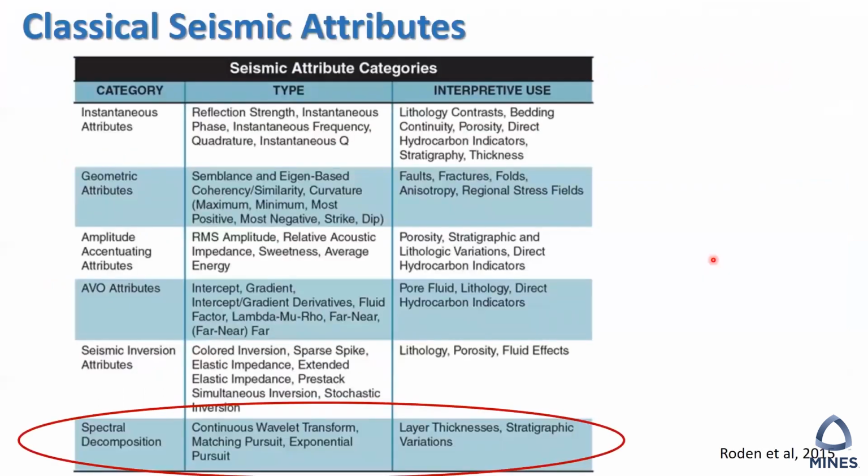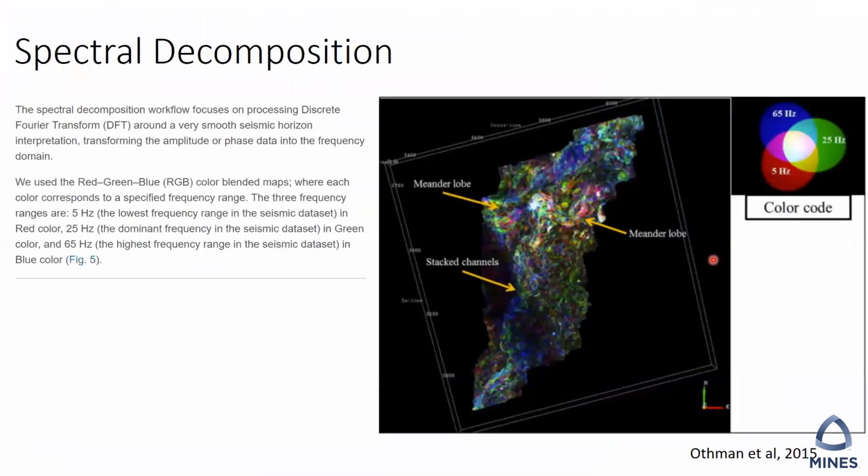The last thing we want to talk about is spectral decomposition. And this is another way of looking at the spectral components of the data to recognize discontinuities, channels, but in more depth or detail than just looking at coherency. So this is looking at spectrally decomposing the data. So the red is a 5 Hertz band, the green is a 25 Hertz band, and the blue is a higher frequency 65 Hertz band.